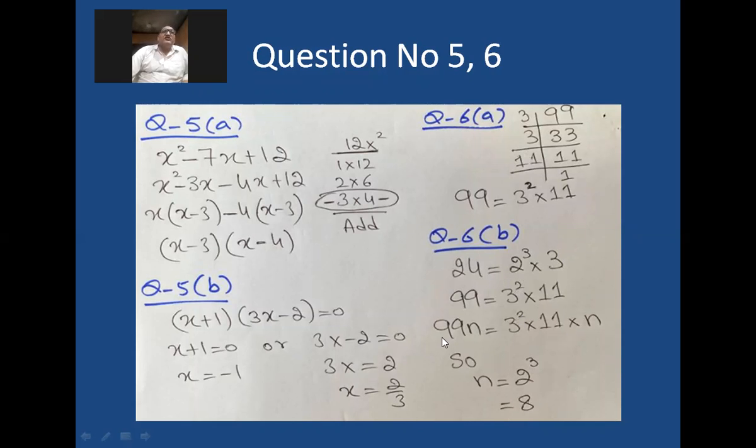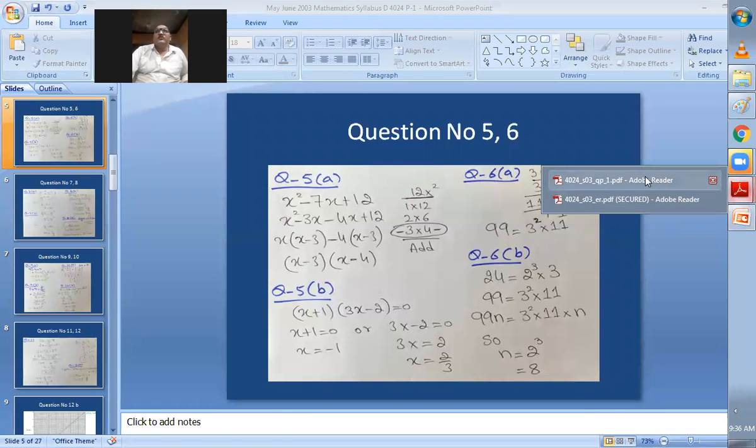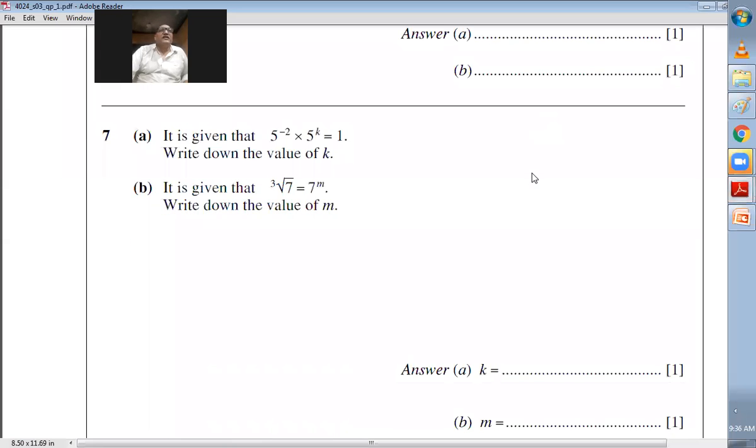So one thing which is missing from 99n to be the multiple of 24, it should have a 2 cube at least. So it means that the n smallest value could be 2 raised to power 3. So the answer is 8. Hopefully you have understood. This question is a little tricky, so pay attention to this question. This was the question number 26. Okay, so let's move to the next question.